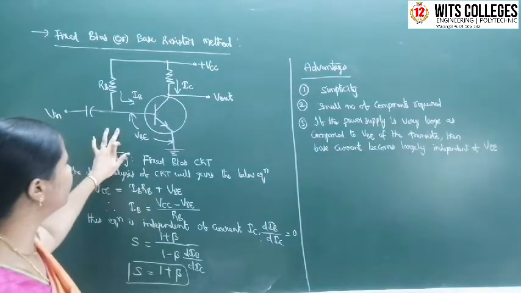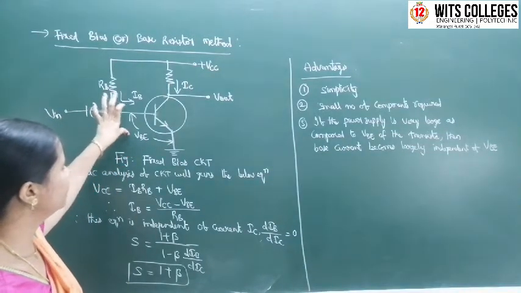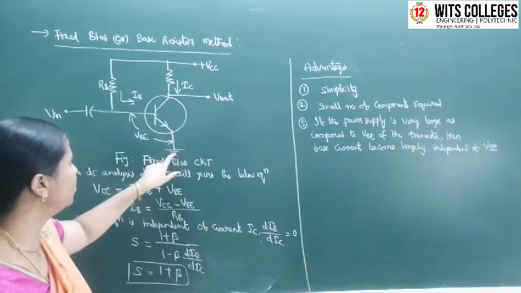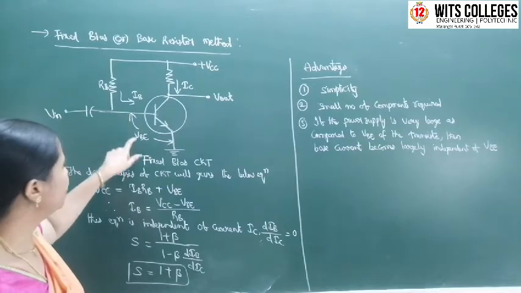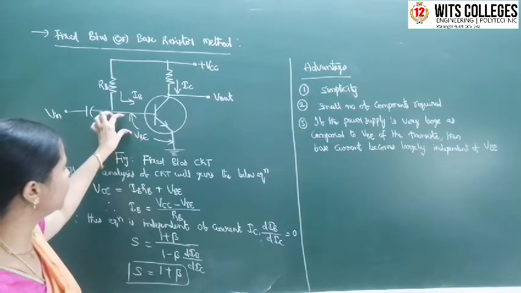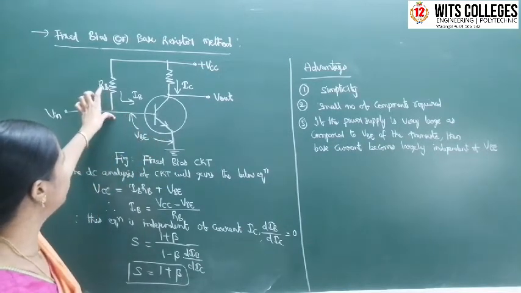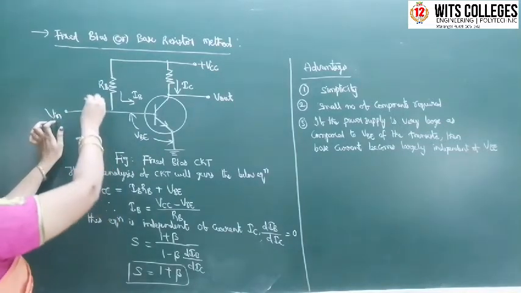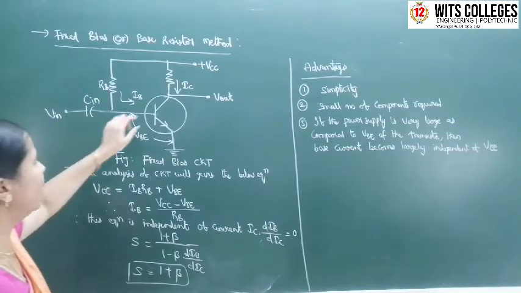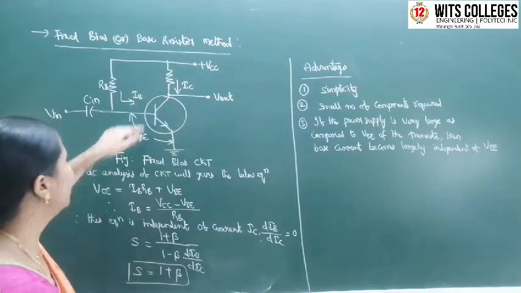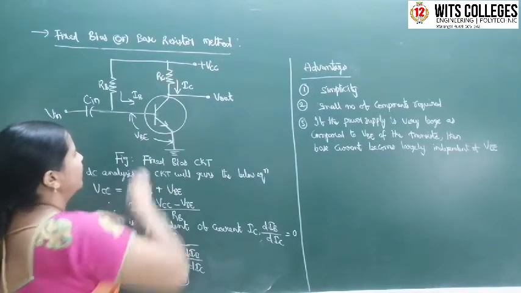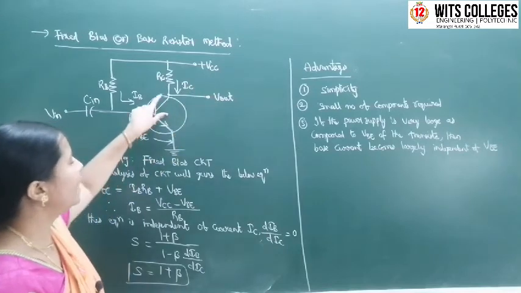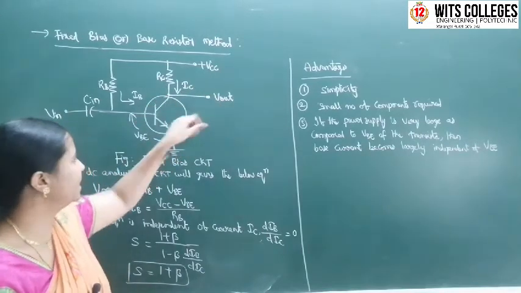The circuit diagram for the fixed bias circuit is this one. Here the circuit is connected in common emitter configuration, the emitter is connected to ground, and this is the base to emitter voltage connected between base and emitter. This is the base resistor RB, where we give the input voltage through the input capacitor. This is the collector resistor RC, this is the collector current at the collector terminal, and this is the power supply VCC. We get the output voltage at the collector terminal.